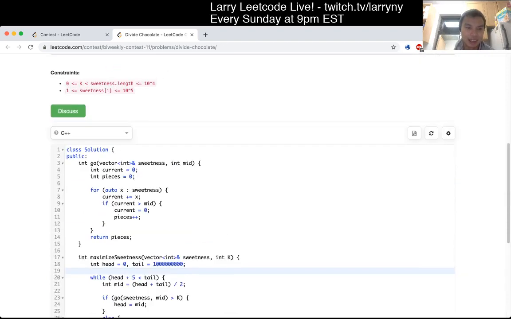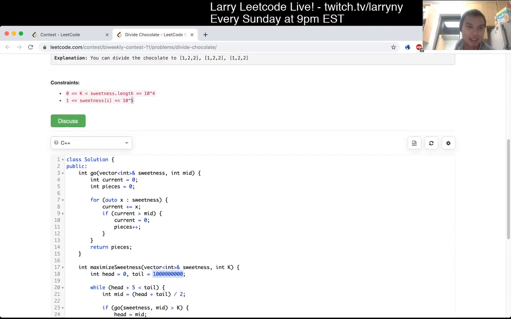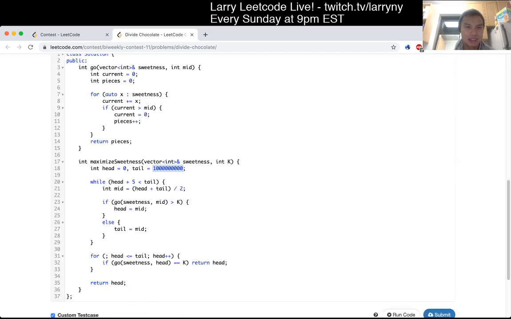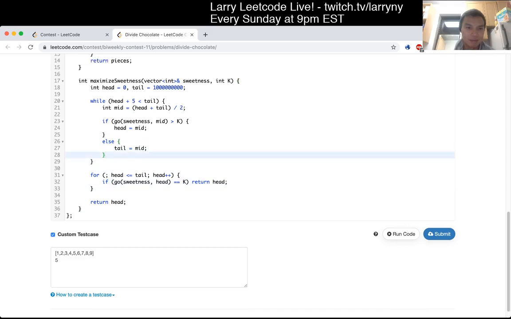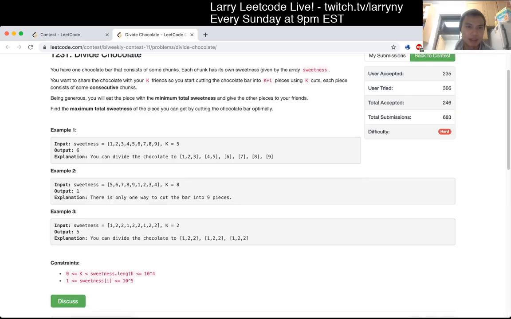I think one tricky thing I had to figure out was what to set the maximum tail to. And I had to do this math about 10 to the 4th, or maybe this is 10 to the 9, right? So that's why I set it this way. But yeah, so that's kind of how I talk about it.